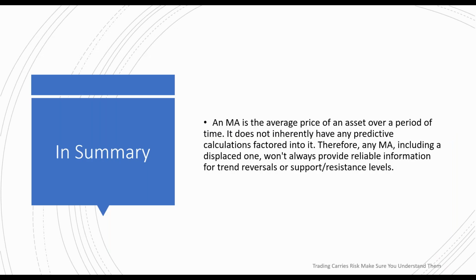So an MA is the average price of an asset over a period of time. It does not inherently have any predictive calculations factored into it. Therefore, any MA, including a displaced one, won't always provide reliable information for trend reversals and support and resistance levels. But it gives you a new opportunity to try something new and fresh and make it your own.